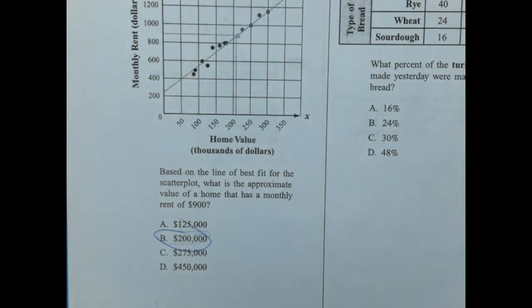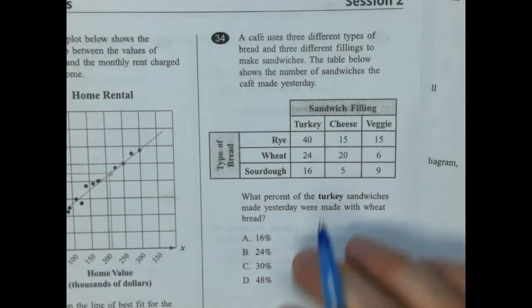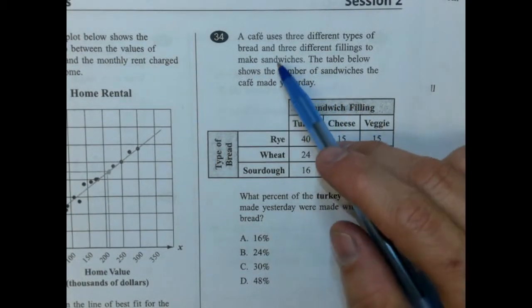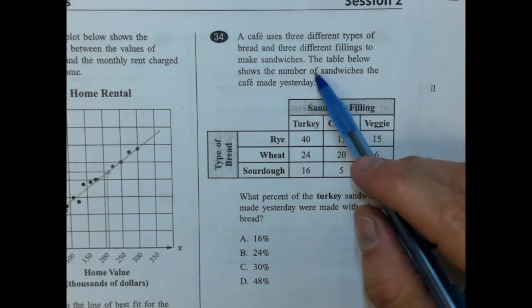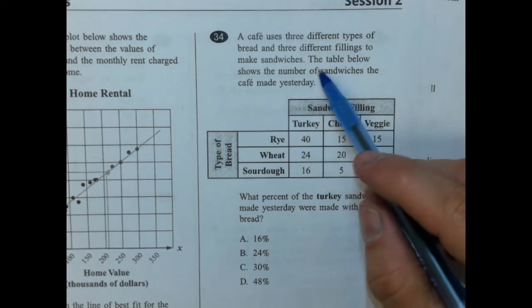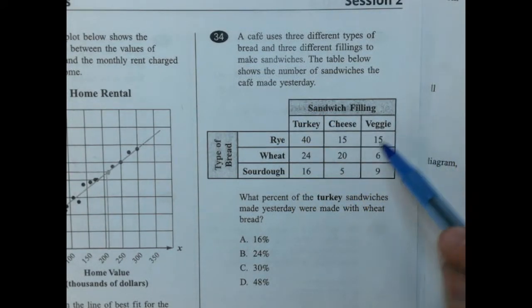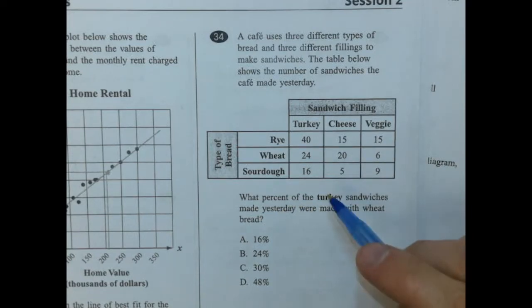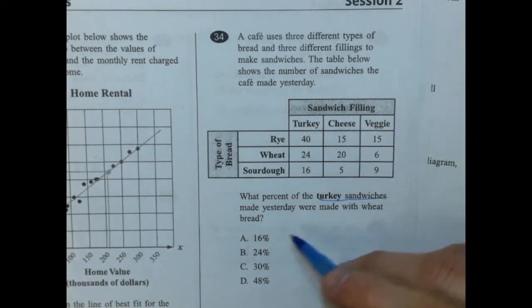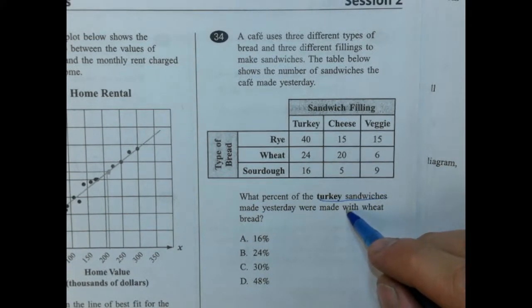All right, number 34. A cafe uses 3 different types of bread and 3 different fillings to make sandwiches. The table below shows the number of sandwiches the cafe made yesterday. So we have rye, wheat, sourdough, we have turkey, cheese, and veggie. What percent of the turkey sandwiches made yesterday were made with wheat bread?